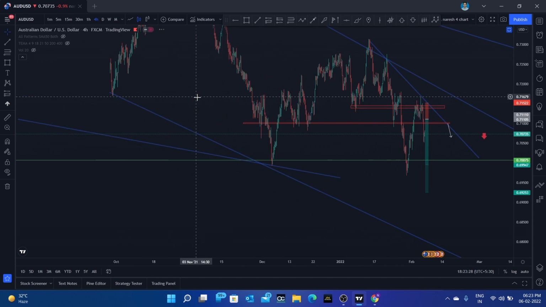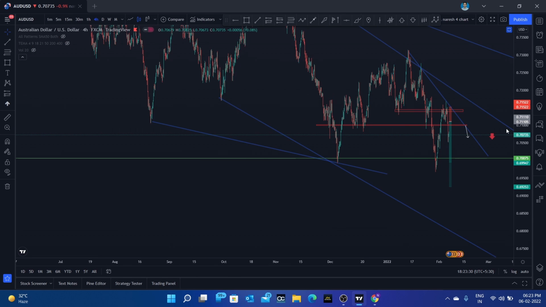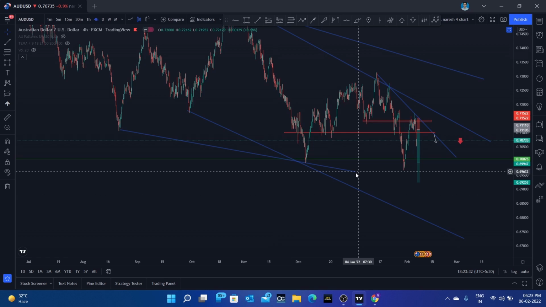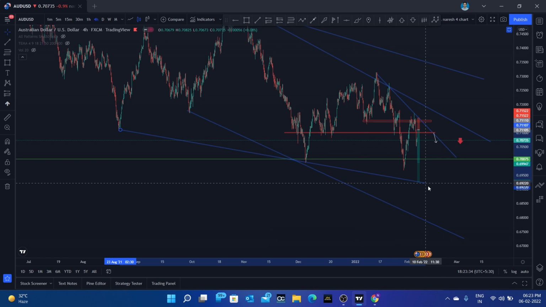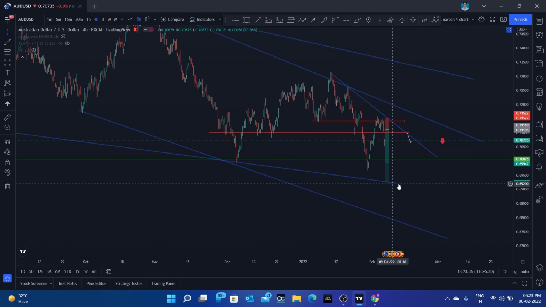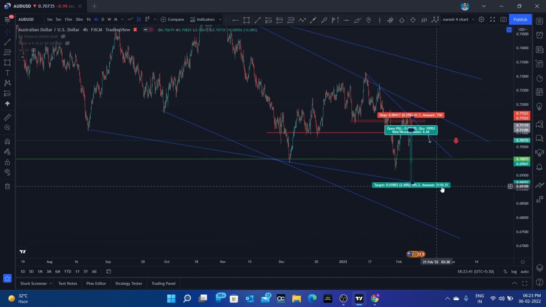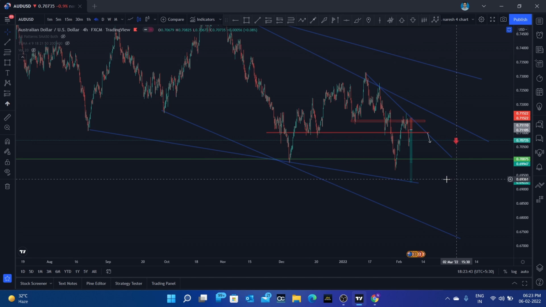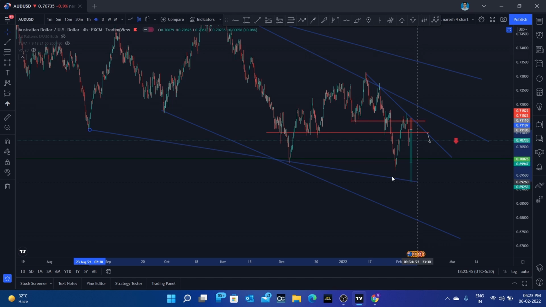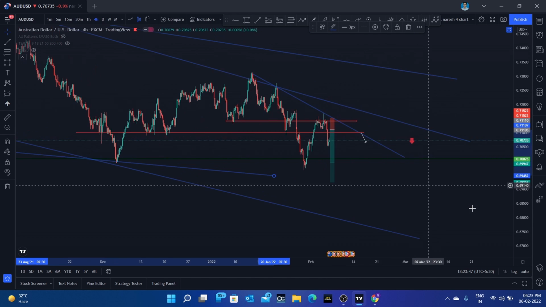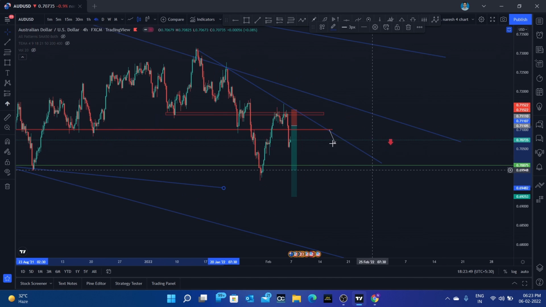Because if we can see here, this is another trend line, guys, on the bottom side. So the probability is high that it can take support from this trend line and move back and have some kind of pullback. So I'm expecting bearish on the AUDUSD.